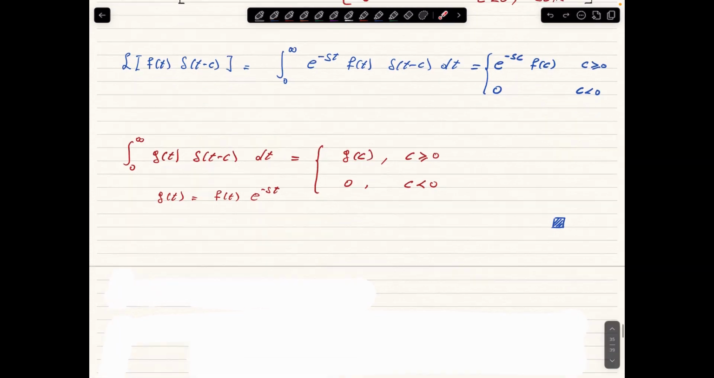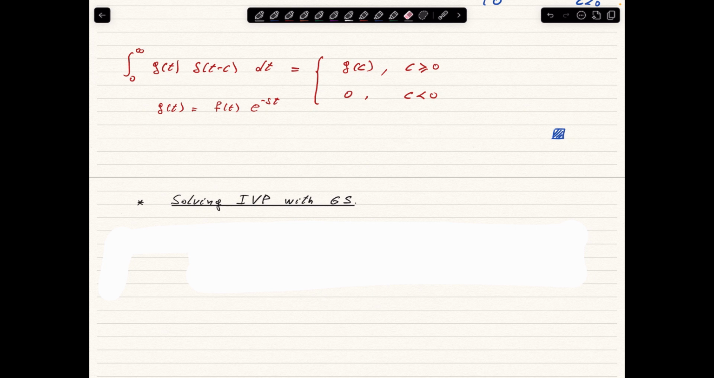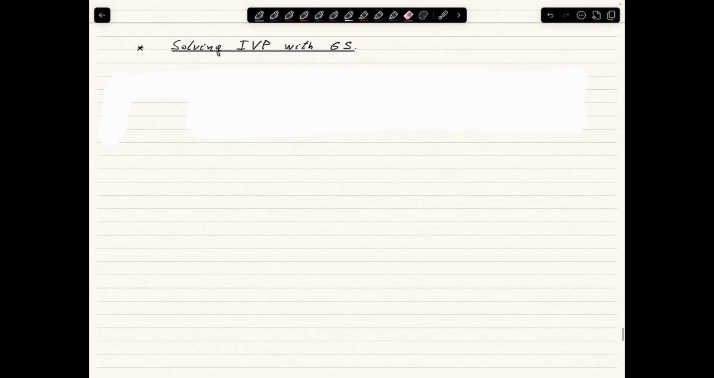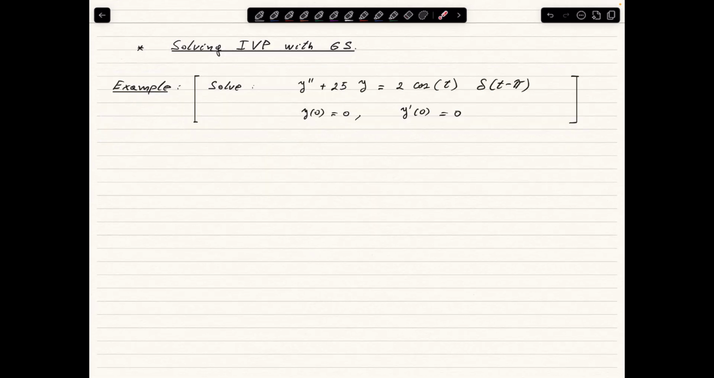Let's use all we know about Dirac delta to solve an initial value problem with a generalized source. For example, this problem where we need to find the solution of this equation, and let's see what we have. On the left side, it looks like the equation of a spring with spring constant 25 oscillating without friction, and on the right side we have an impulsive force that is proportional to this Dirac delta with this proportionality factor, and the impulsive force is acting at the time t equal pi, and we have 0 initial position and velocity. So let's see how this spring is going to move.